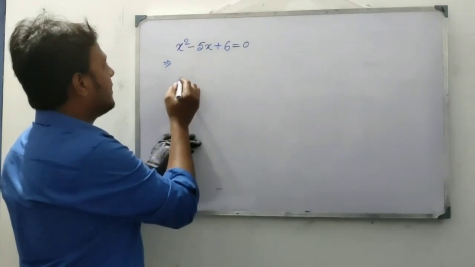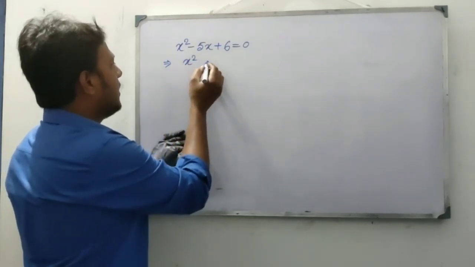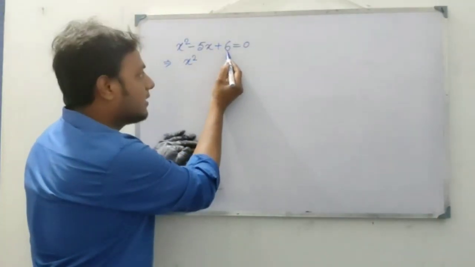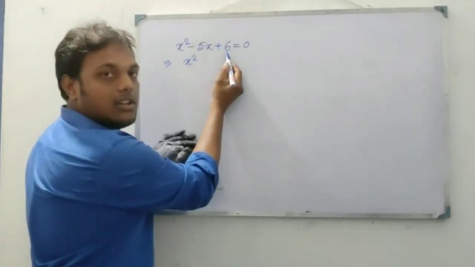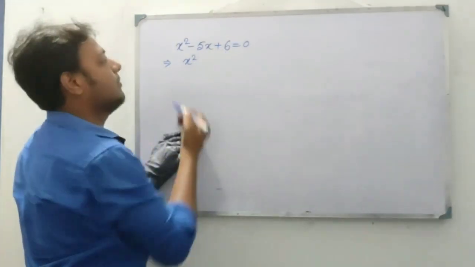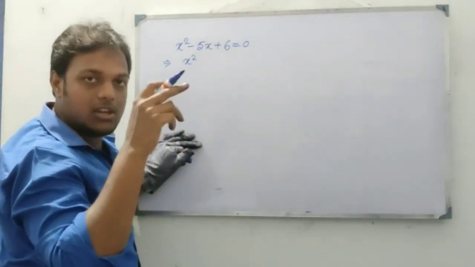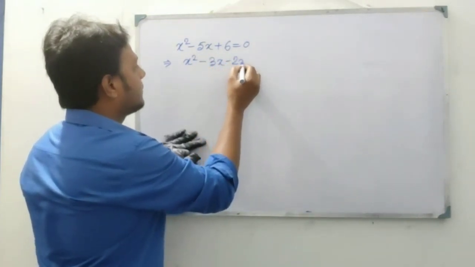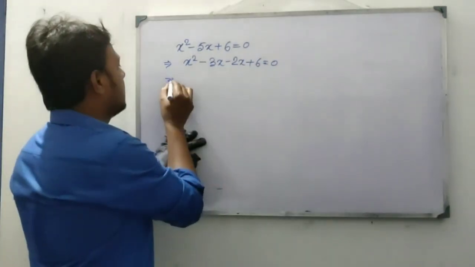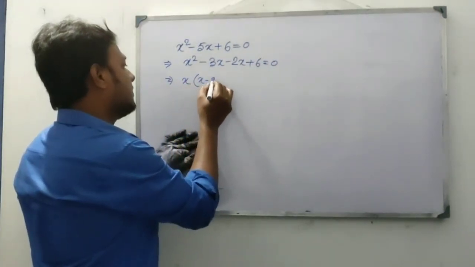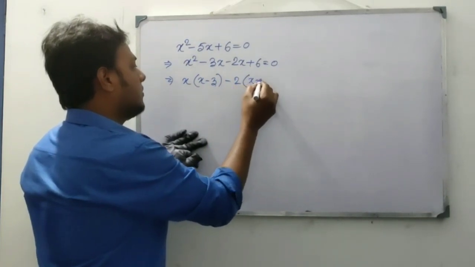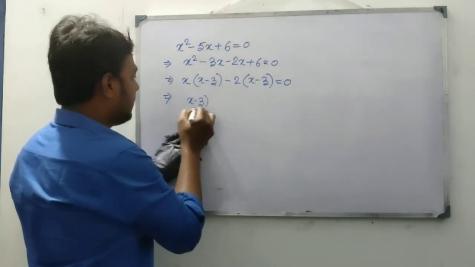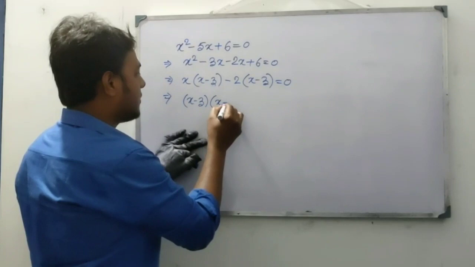Then you have to factorize the left hand side. If you factorize it, since the last sign is positive, you have to break the 6 into 2 factors, and add those 2 factors to match 5. So 6 can be broken into 3 into 2, and if you add 3 and 2, you get 5. So it can be written as x square minus 3x minus 2x plus 6 equals to 0. Now take common x from the first two terms, then it will be x minus 3, and take common minus 2 from the last two terms, then it will be x minus 3 equals to 0. Implies that, now take common x minus 3, then the rest terms are x minus 2 equals to 0.